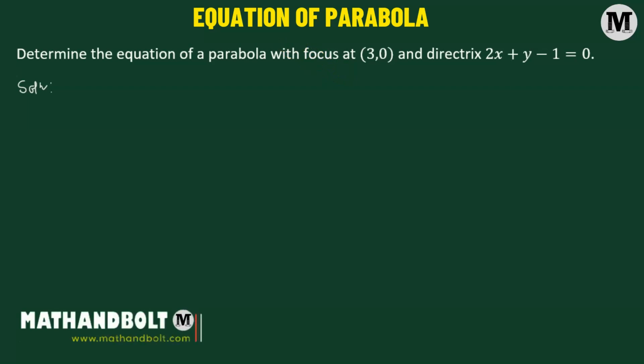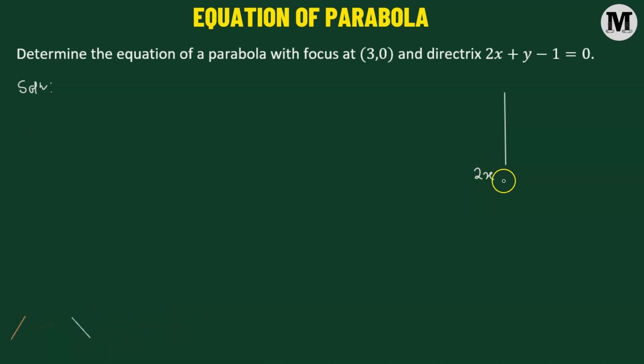We'll consider a straight line. Let's say this is a straight line which is representing the directrix of the parabola with equation 2x + y - 1 = 0. Next, we'll consider another line which is perpendicular to this directrix line. Now we will consider a point lying on this line. Let's call this point F with the coordinates (3, 0). By definition, this line will be referred to as the axis of symmetry line. It is the line on which the focus of a parabola lies.